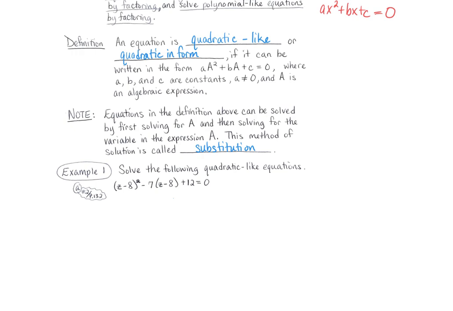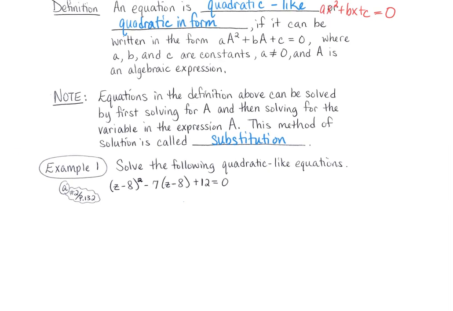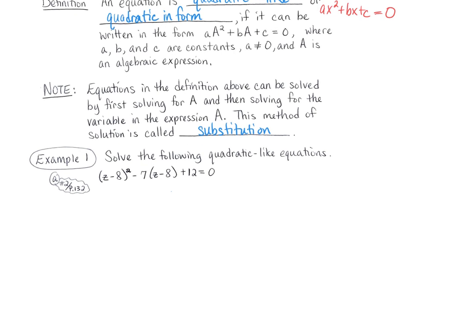Okay. So we want to solve the following quadratic-like equation. Is that small for you in the back? It looks small to me. That better? All right. Example 1 says we have z minus 8, what is that? Squared, yes. Minus 7 times the quantity z minus 8 plus 12 equals 0.